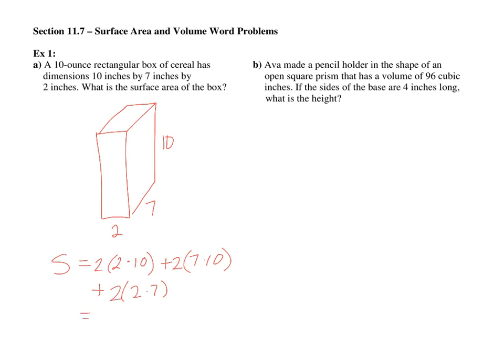So I have 2 times 10, which is 20, times 2 is 40. 7 times 10 is 70, times 2 is 140. And then 2 times 7 is 14, times 2 is 28. So I have the surface area is 208. And in this case, it's 208 inches squared.